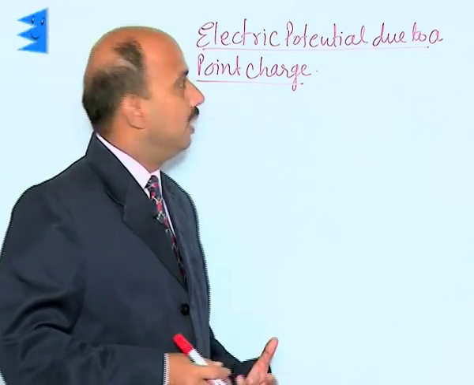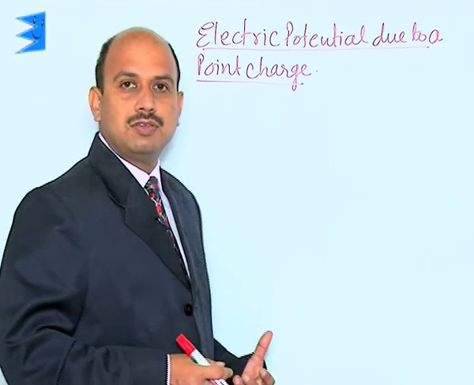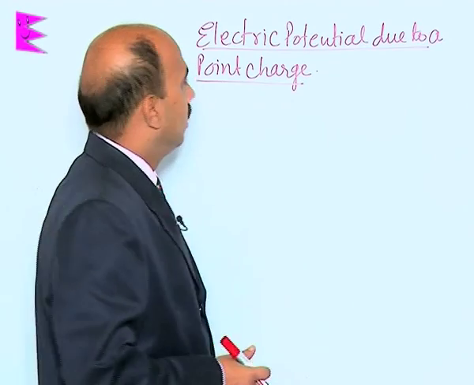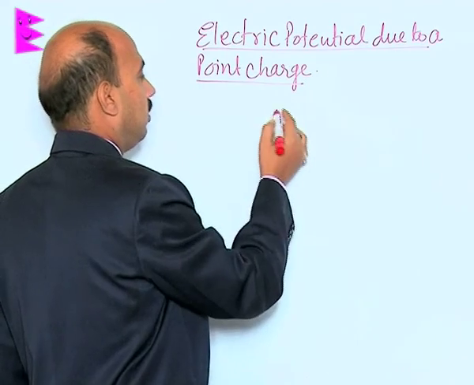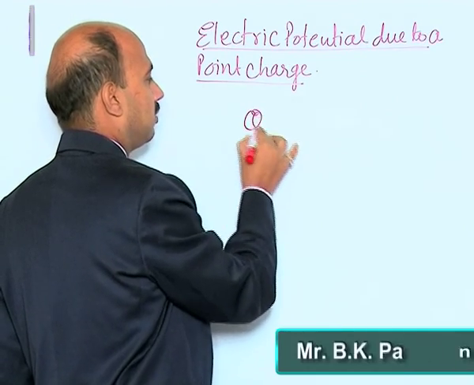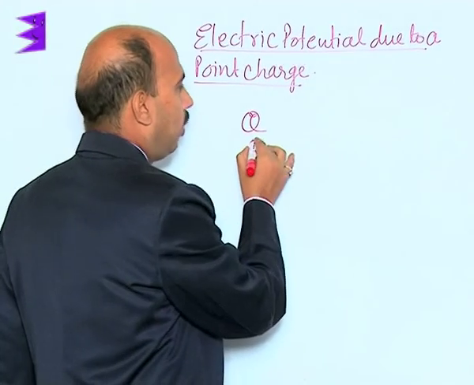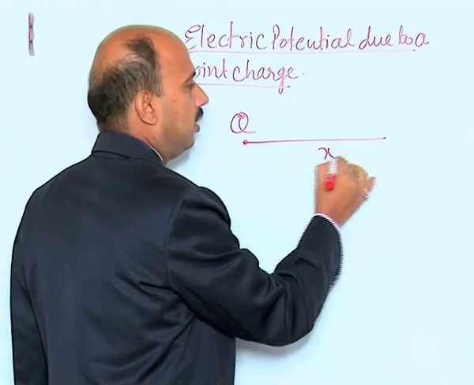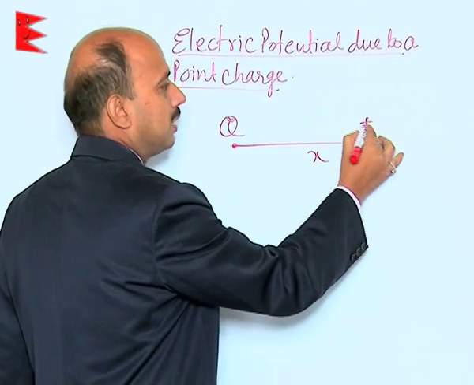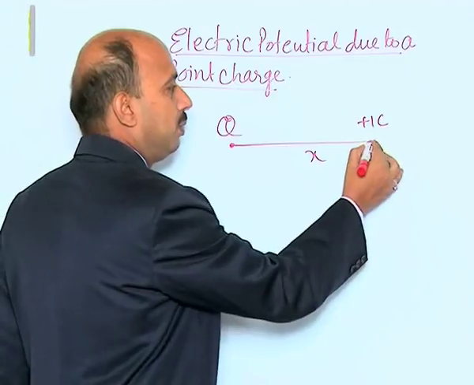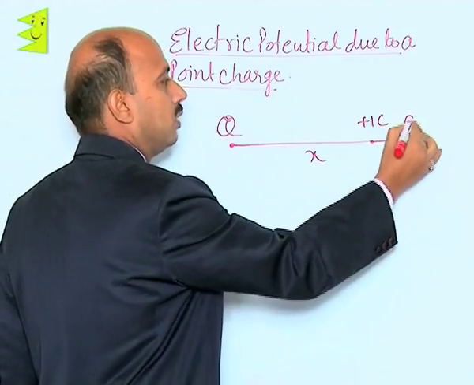Now, we have to calculate electrostatic potential, or electric potential, at a point due to a point charge. Suppose there is a charge +q at this point, where q is greater than 0. At a distance x, a unit positive charge is placed. Obviously, it experiences an electrostatic force to this side.